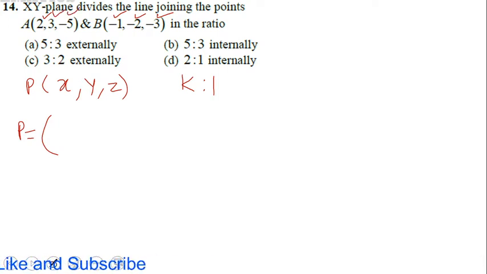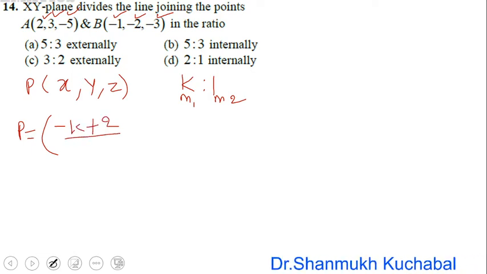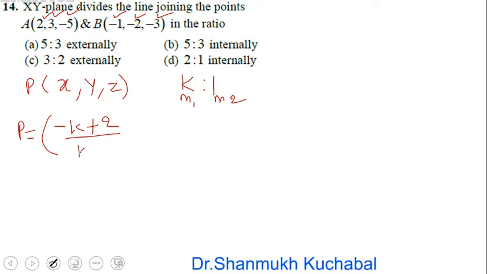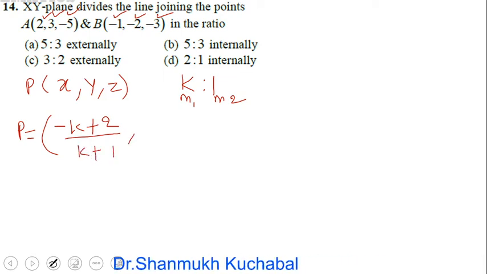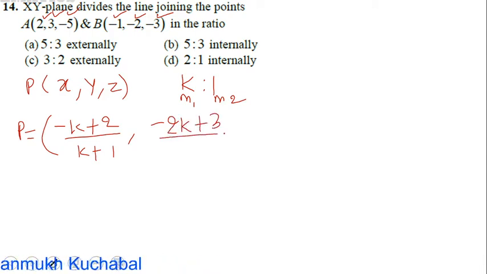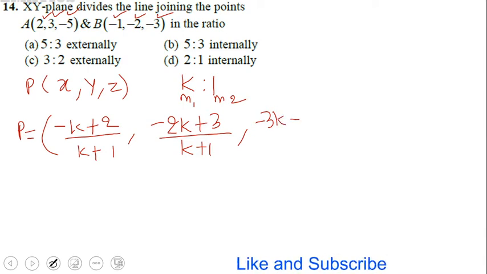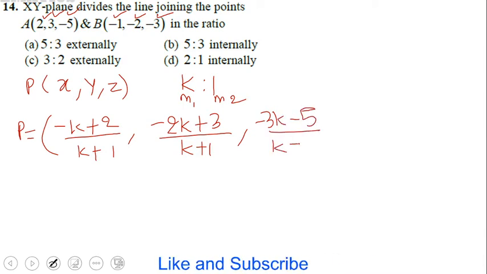The formula is x2 m1 plus x1 m2, divided by m1 plus m2. I am using the section formula here: we get minus k plus 2, divided by k plus 1. Next we get minus 2k plus 3. Then for y, y2 m1 plus y1 m2 divided by m1 plus m2, the denominator remaining the same. Similarly, next we get 3k minus 5 divided by k plus 1.